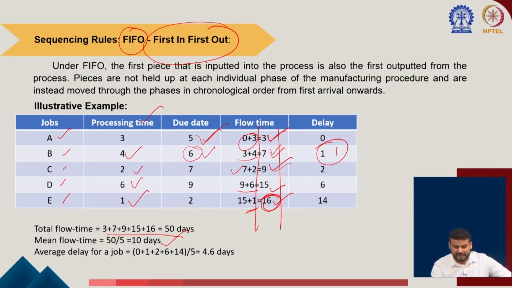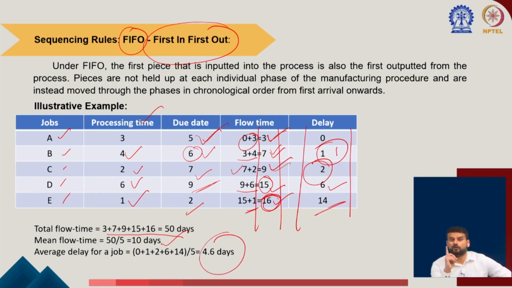C we are delivering on the 9th day and we are supposed to deliver on the 7th day, so a 2 day delay is there. Job D we are delivering after 15 days and we are supposed to deliver on the 9th day. So that is a 6 day delay. Similarly for E, a 14 day delay is there. So you can sum up the total delay, and the average delay per job is 4.6 days if you are using the first in first out sequencing algorithm, right.